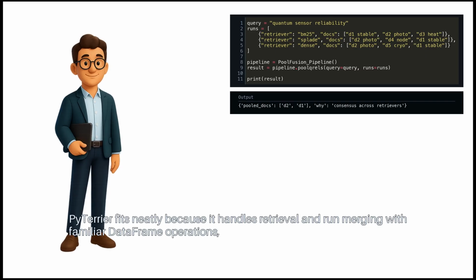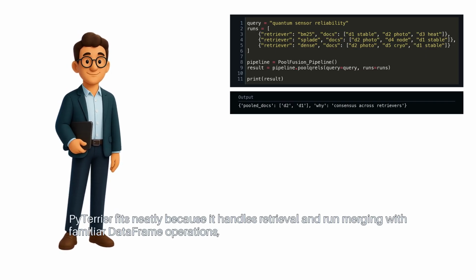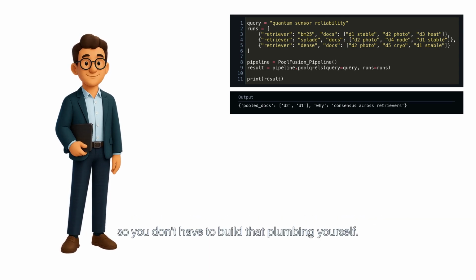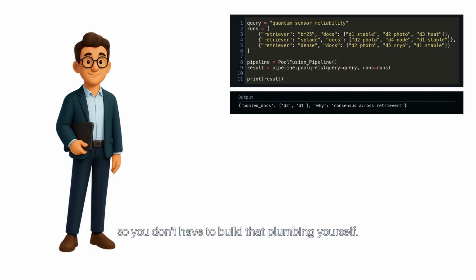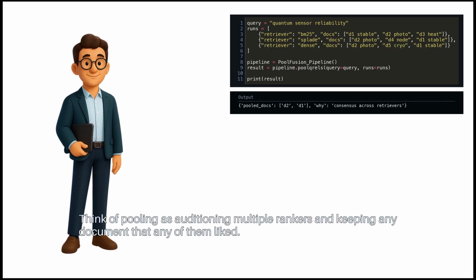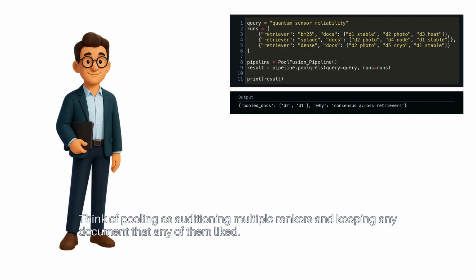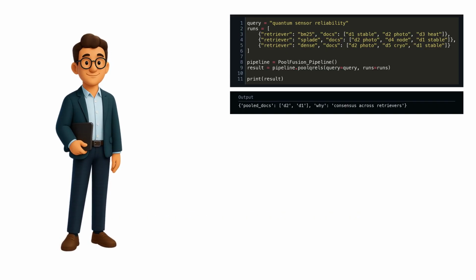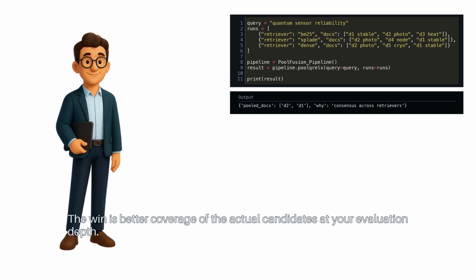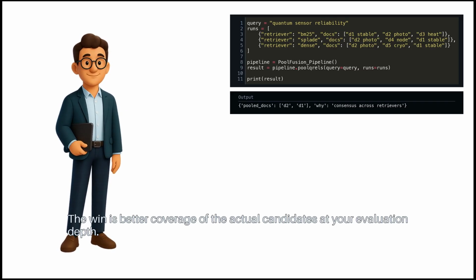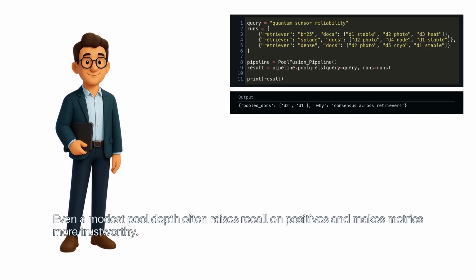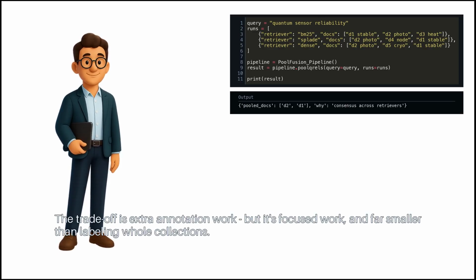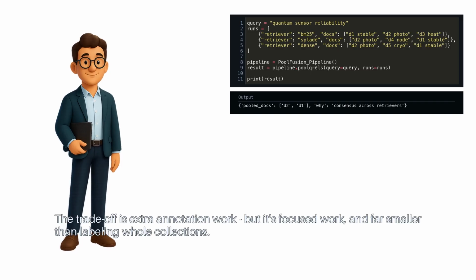PyTerrier fits neatly because it handles retrieval and run merging with familiar DataFrame operations, so you don't have to build that plumbing yourself. Think of pooling as auditioning multiple rankers and keeping any document that any of them liked. The win is better coverage of the actual candidates at your evaluation depth. Even a modest pool depth often raises recall on positives and makes metrics more trustworthy. The trade-off is extra annotation work, but it's focused work and far smaller than labeling whole collections.